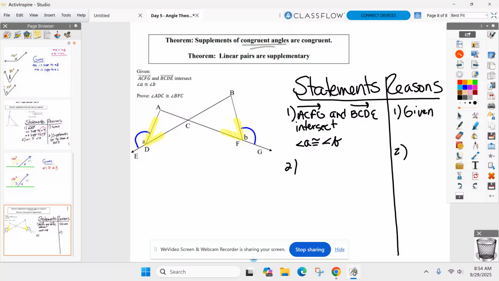Everyone see? Do we see they're supplementary? And they're supplementary to two different angles, not the same angle. Good? All right. So do we see why we're going to do supplements of congruent angles and not supplements of the same angle? All right, that's good.